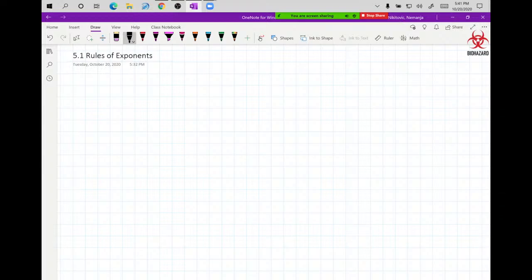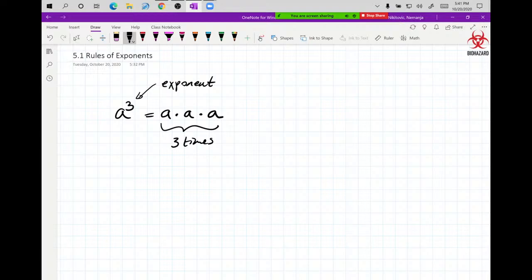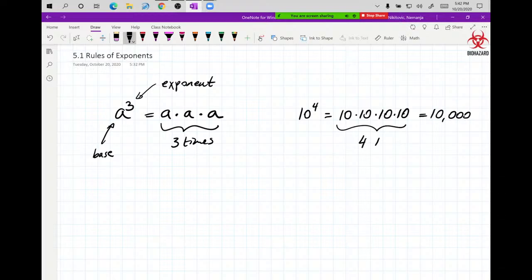So when you say, let's say, a cubed, that means a times a times a. The number, which is called the exponent, tells you how many times you need to multiply what we call the base number. So if I have 10 to the fourth, that means it's 10 times 10 times 10 times 10, which is 10,000. 4 zeros. So we had 4 tens.